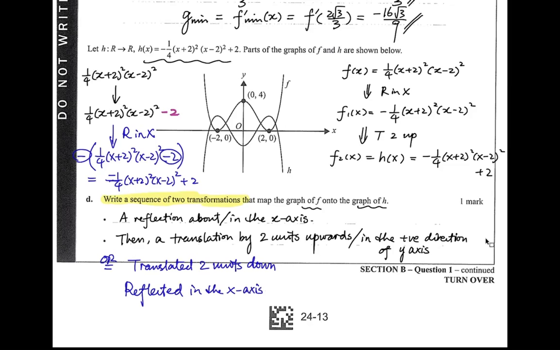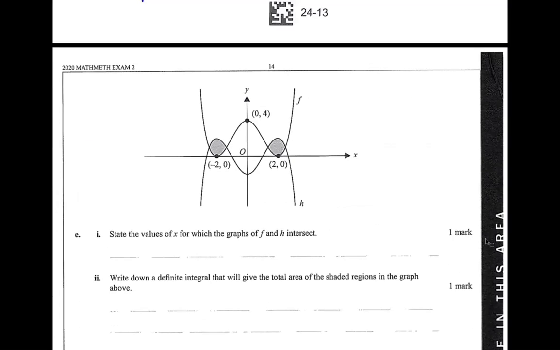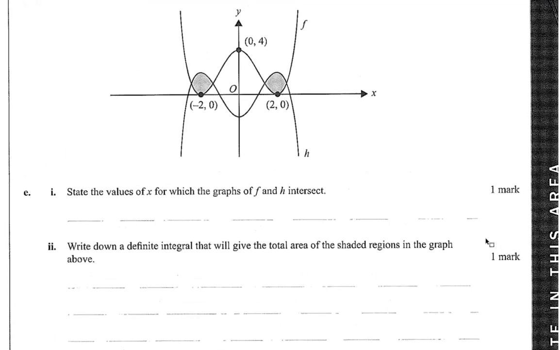Right, 2 possible answers. State the values of x for which the graphs of f and h intersect. So you just say f of x equal to h of x. Solving that equation on CAS, you will get x equals plus or minus root 6, plus or minus root 2.